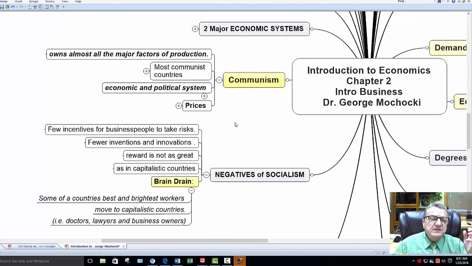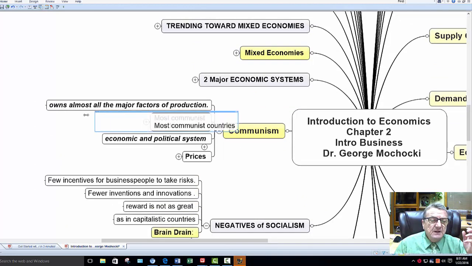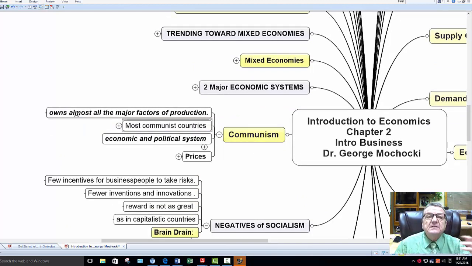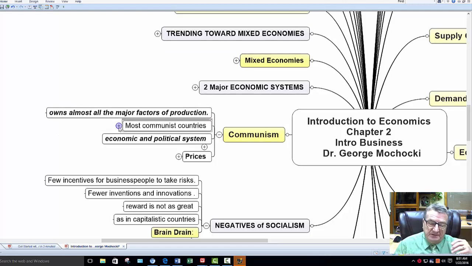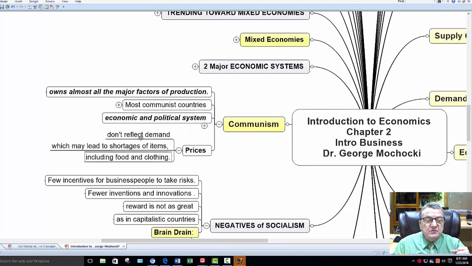Now, in the communist system, the government owns most of the major production, so they tell you what businesses you can be in, what prices you should charge, and what goods you should make. Most communist countries have that, so they're the ones directing. It's not the free market. I may not want that color, but this is all they're going to make. I may not want that size or that pattern. This is what you're offered. So you have limited choice, and they control it. It doesn't reflect the demand of consumers, which may lead to shortages and everything else.